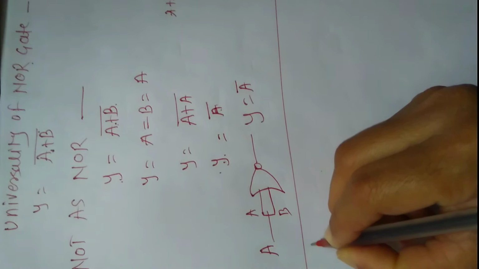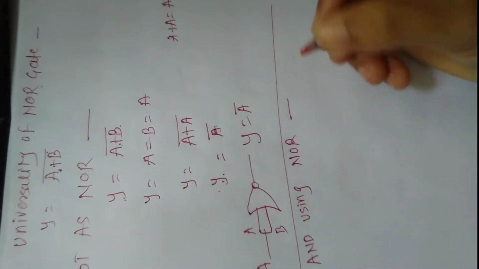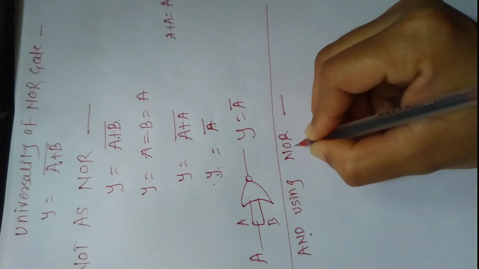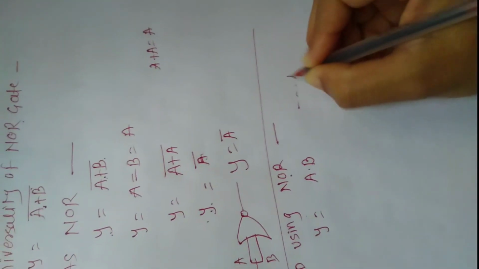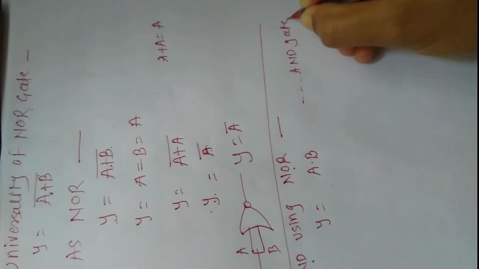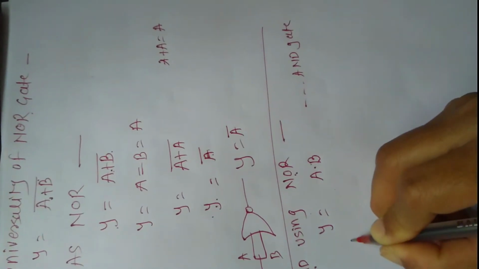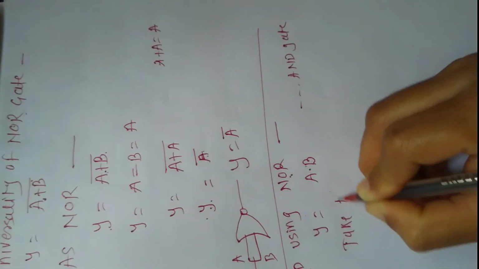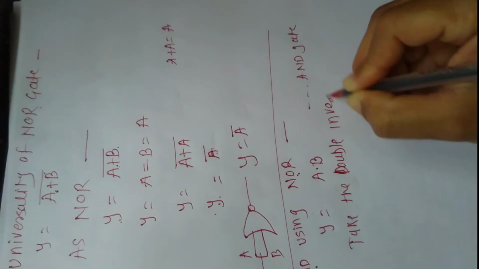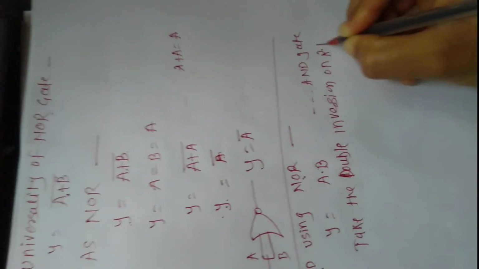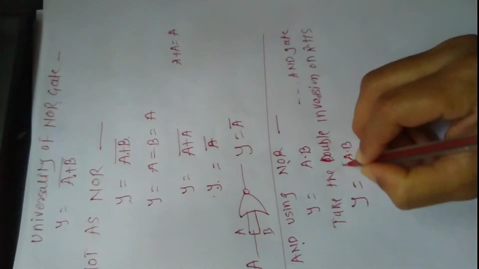Next universality, AND using NOR. In this universality, the expression of AND is in the form of NOR gate. So y is equal to the expression of AND gate, a into b. This is converted into the form of NOR gate. So for this expression, take the double inversion on the RHS. So this expression is y is equal to a into b double bar.